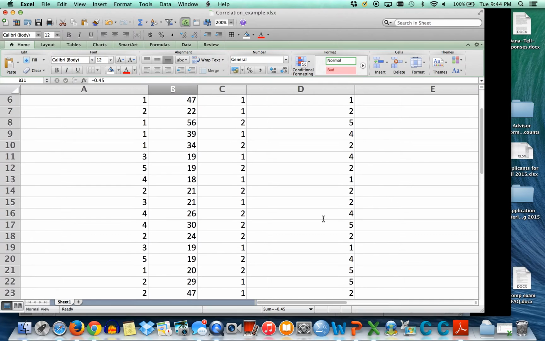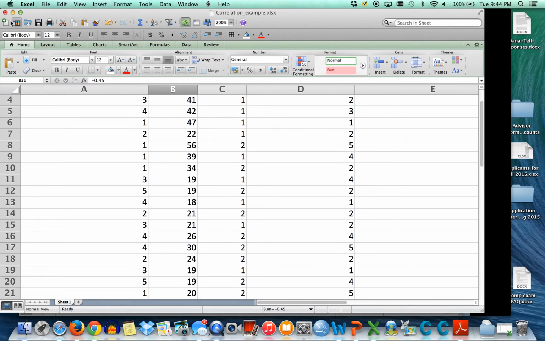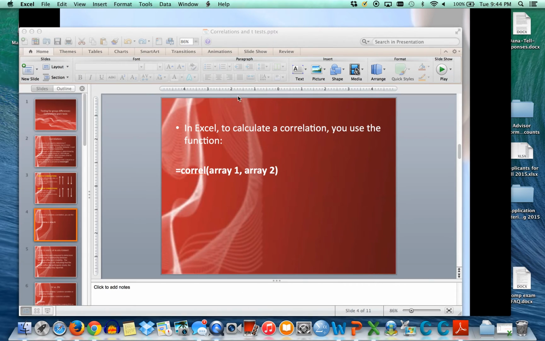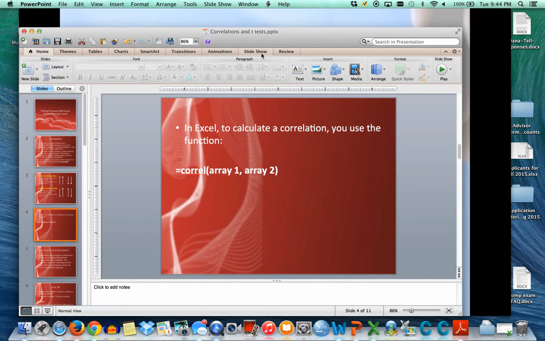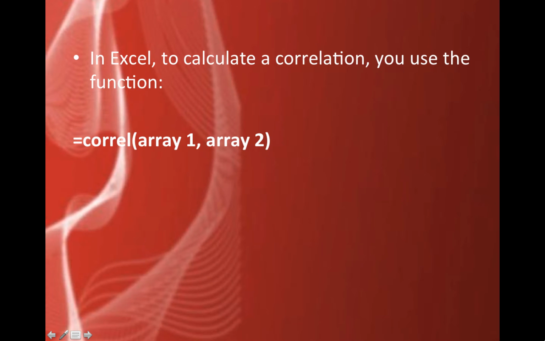So that is how a correlation is calculated between the two variables. Pretty straightforward. For the most part, people tend not to have a lot of trouble understanding that. But do let me know if you do. It's important that you understand it and know what a correlation is and how to calculate it in Excel.